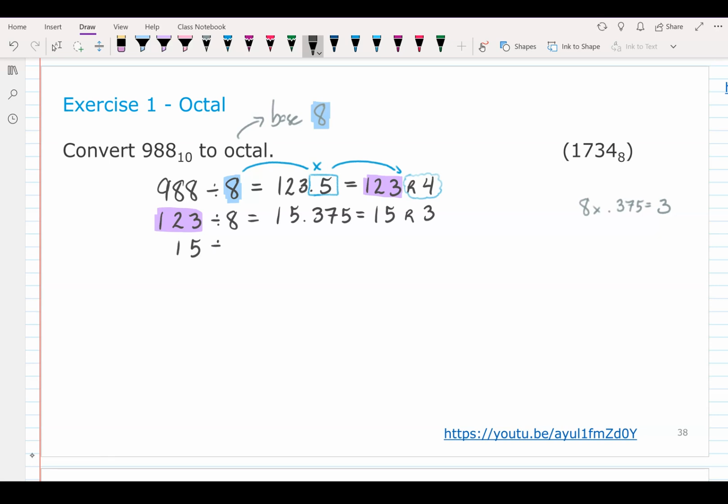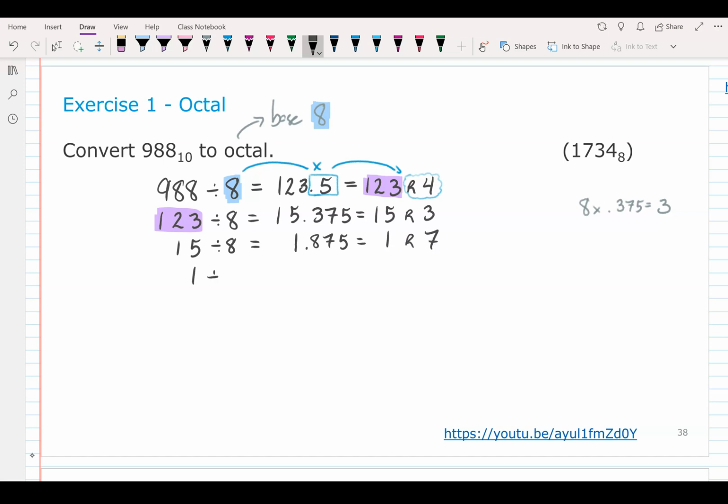Take our answer, 15 divided by 8 again. You could probably do this part in your head. How many times does 8 go into 15? It actually goes in once, but we're going to need to keep track of the remainder, which in this case is 0.875. 8 times 0.875 is 7.